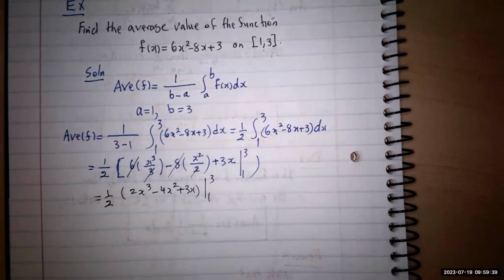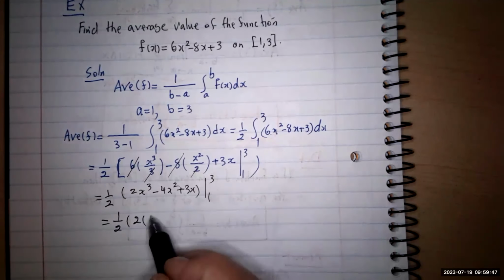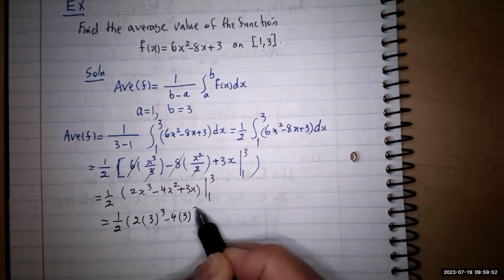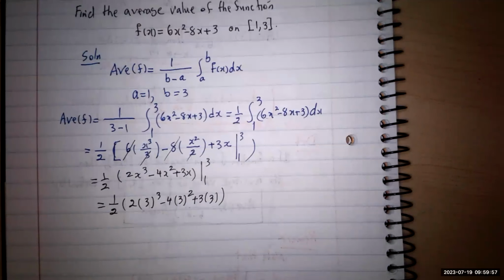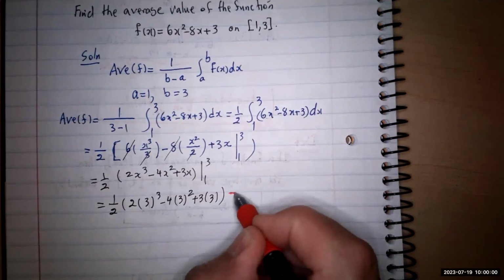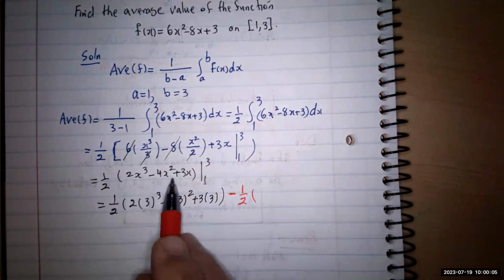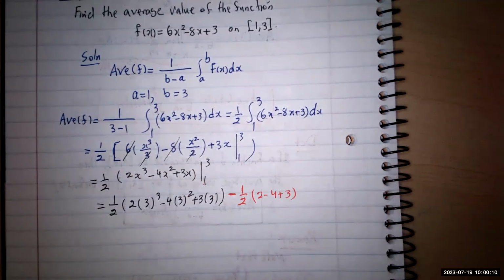Substitute 3 first. So it's going to be 1/2 times 2 times 3 cubed minus 4 times 3 squared, plus 3 times 3. That's the first one. Minus, repeat it again for 1: 1/2 times, replace x by 1, 2 minus 4 plus 3. It's a definite integral. We replace x by 3, we substitute, then replace x by 1.